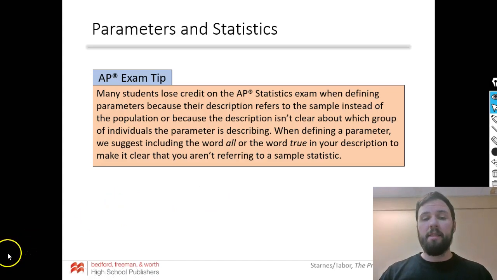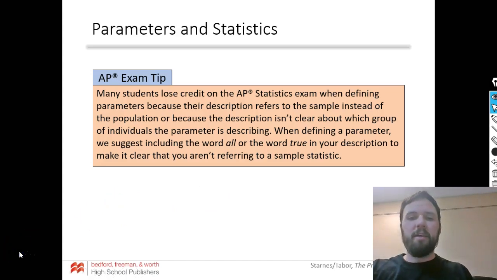Read this. Know it. Alright? Because many students lose points on the practice or on the test, because when they're talking about parameters, they use sample statistics. So make sure when you're talking about the true population, you're using the word true or for all.